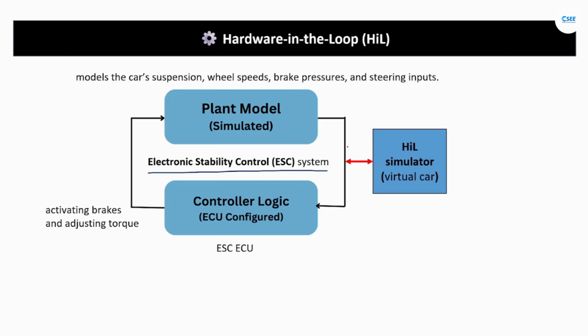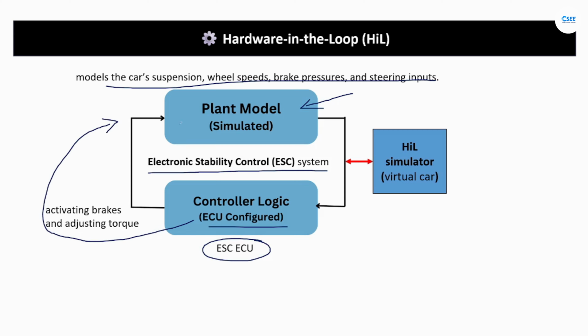Let's take another example, testing an electronic stability control, or ESC, system. In HiL, the real ESC ECU is connected to a simulator that models the car's suspension, wheel speeds, brake pressures, and steering inputs. Engineers simulate emergency maneuvers like sudden braking or oversteer. The ECU responds by activating brakes and adjusting torque, and the simulator reacts by updating vehicle motion in real time. This closed-loop behavior shows whether the ESC logic correctly stabilizes the vehicle, all without a single physical wheel moving.